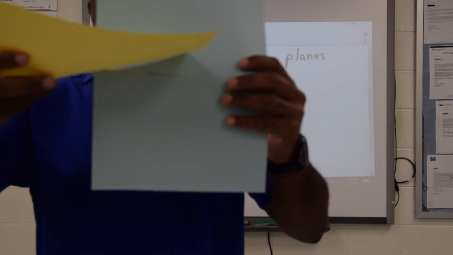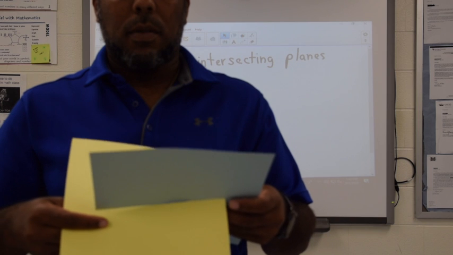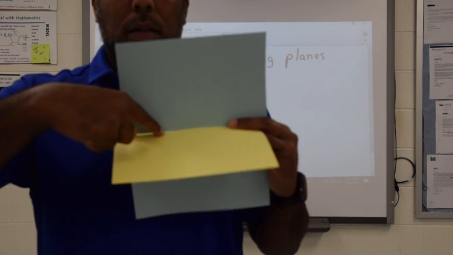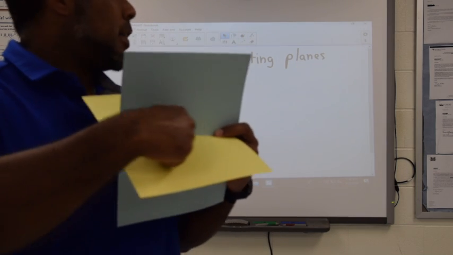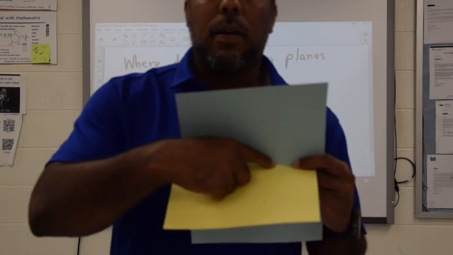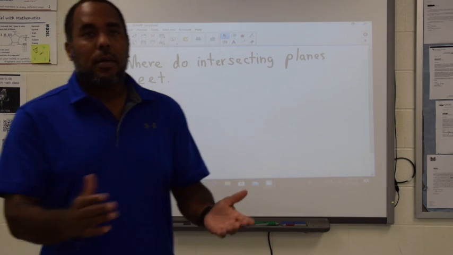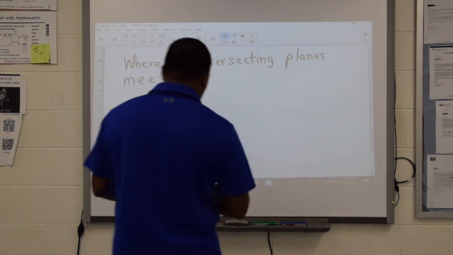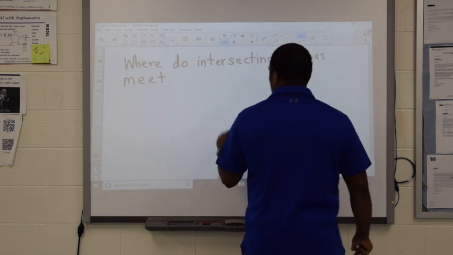But what would happen if I intersect the planes like such? Now they intersect here, right along this line. So now you have two planes that intersect along a line. Normally you would go ahead and name that. I'm going to draw it to the best of my ability. Let's see what that looks like. To help me draw it, I'm just going to keep it simple and make a box.